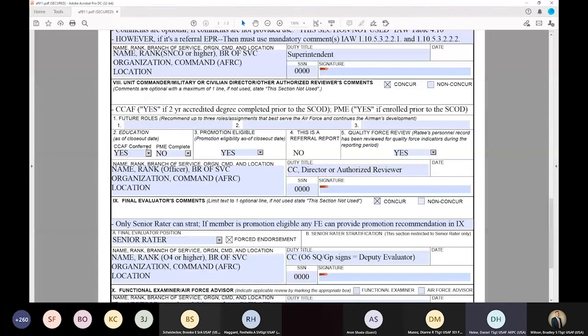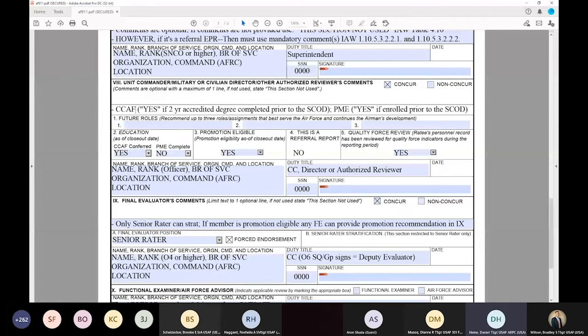The CCAF conferred would be marked yes if the member has a 2-year accredited degree completed. It is not only the CCAF anymore, it is any 2-year accredited degree that they can put yes for the CCAF conferred. So it does not specifically have to be the CCAF. It can be any 2-year accredited degree.